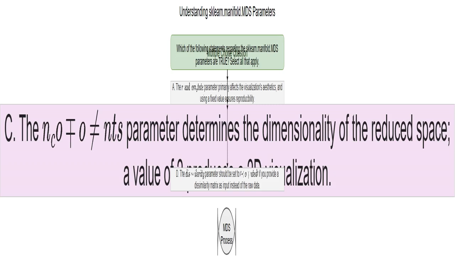N_components controls the output's dimensions. Setting it to 2 gives you a two-dimensional representation. However, you'll need a separate plotting library, like matplotlib, to actually create the visualization. The MDS only provides the points in the reduced dimension, it doesn't automatically plot them.